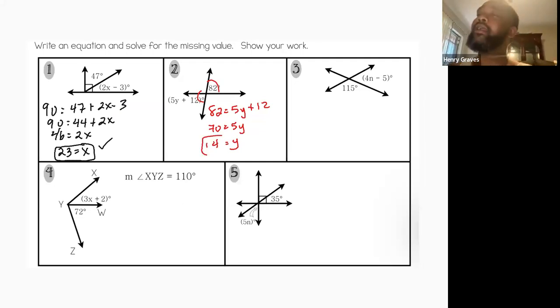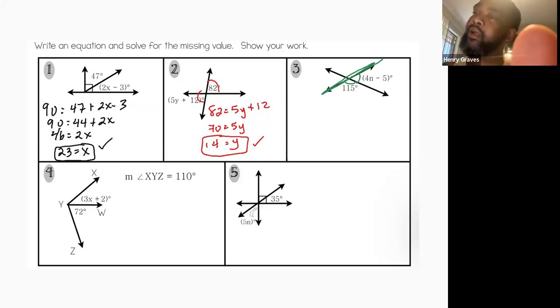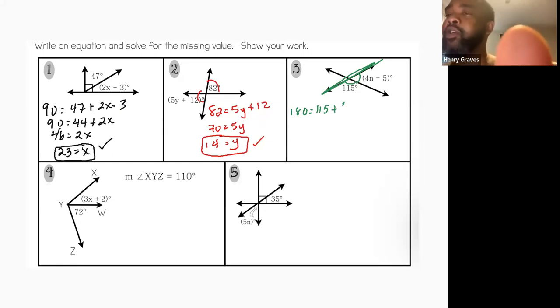Ooh, love it. Now on number 3, notice that this angle here and this angle here lie on this vertical line, right? So a straight line means it's going to be 180, which makes them supplementary. So 180 equals 115 plus 4n minus 5. Remember, I'm going to take both of them and add them up to be 180. Combine like terms first. So 180 is going to equal 110 plus 4n. I subtract 110 on both sides to get 70 is equal to 4n.